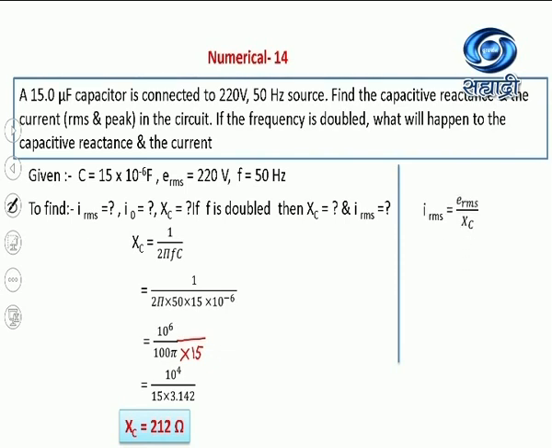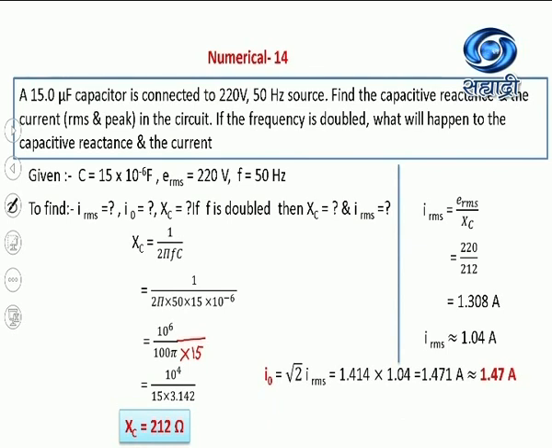Now RMS current will be the RMS value of the EMF upon capacitive reactance. The RMS value of the EMF is 220 divided by Xc, which is 212. With this you get the RMS value of the current as 1.04 ampere. Now what is the peak value of the current? It is always root 2 times the RMS current. Root 2 is 1.414 into RMS current 1.04. So the peak current is 1.471 ampere, approximated to 1.47 ampere.